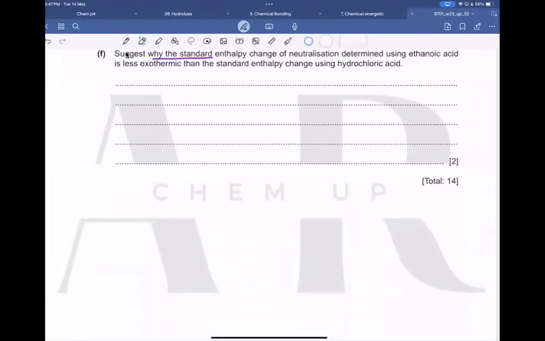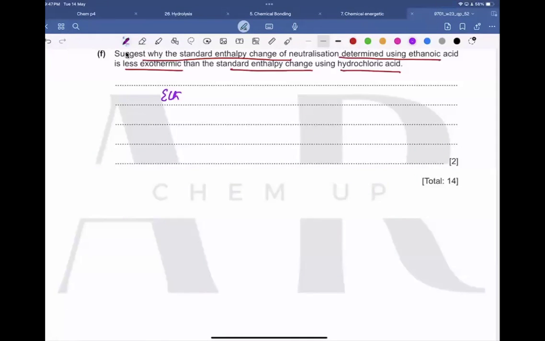Suggest why the standard enthalpy change of neutralization determined using ethanoic acid is less exothermic than the standard enthalpy change using hydrochloric acid. That we have also discussed. If you recall, ethanoic acid is an organic acid, it's a weak acid, right? Its dissociation is partial, not complete. So to dissociate it more, we need more energy. Obviously, if energy is taken in, then less energy would be released.